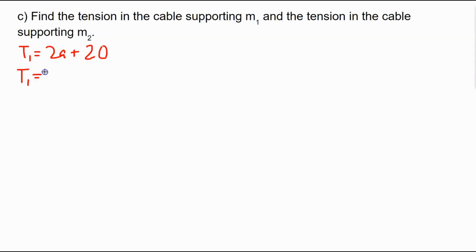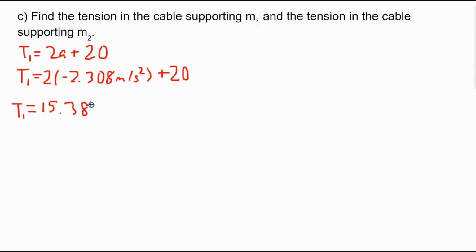So T1 is equal to 2 times negative 2.308 meters per second squared plus 20. Make sure you do keep that negative there, as the direction is important, and you get that the tension is equal to 15.385 Newtons. And now for the second tension force, the one with M2, we said that T2 is equal to 50 minus 5a.